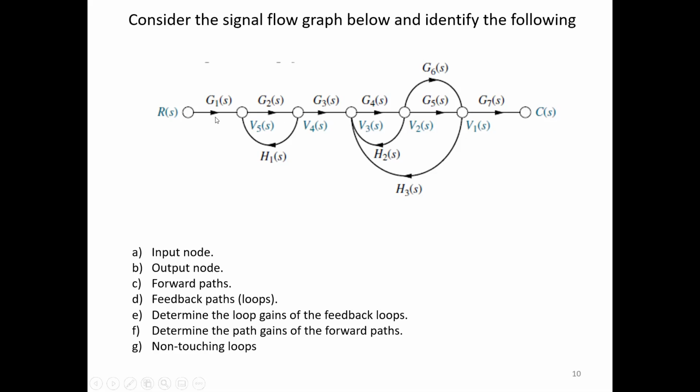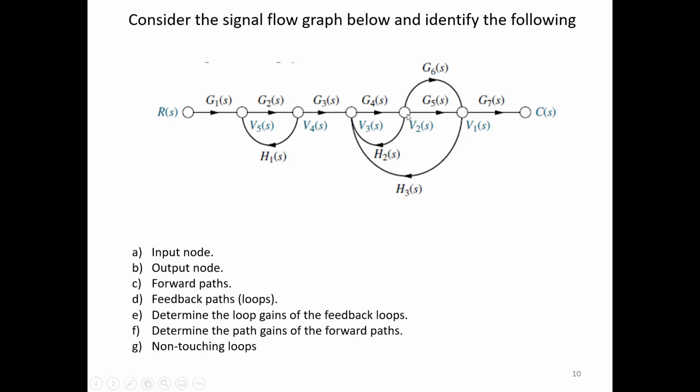I repeat once again, what is a forward path? It is the traversal from the input node to the output node. You have to travel from the input node to the output node, and in how many ways you can reach the output node from the input node is what we call the number of forward paths. So we have only two paths. I can travel like this: G1, G2, G3, G4, G5 and G7, and another way is G1, G2, G3, G4, G6, G7. So only two forward paths I have.